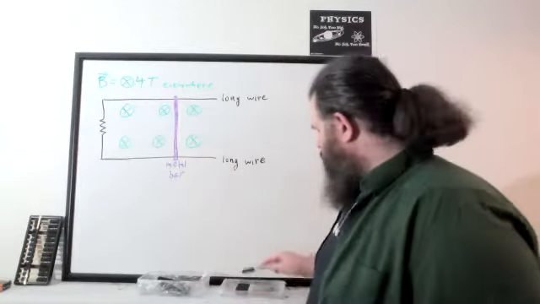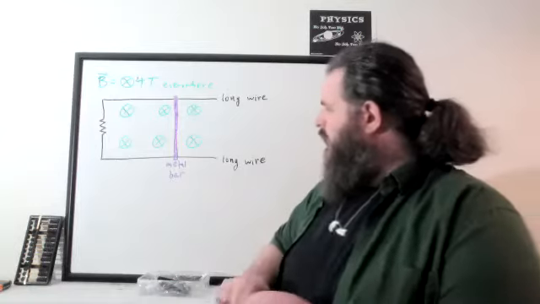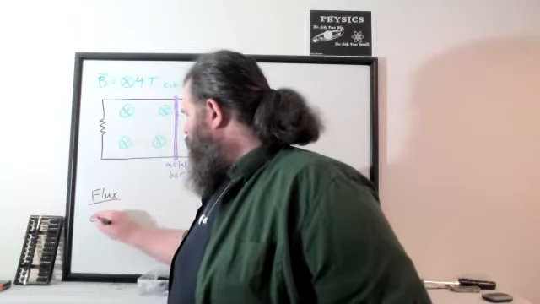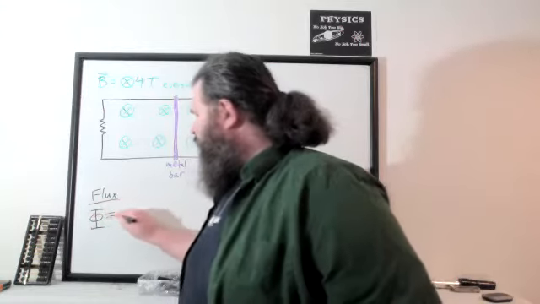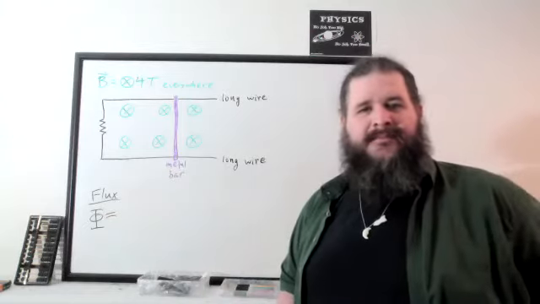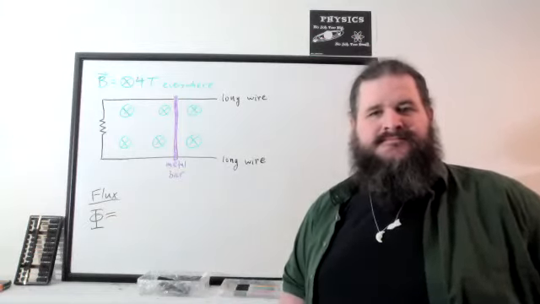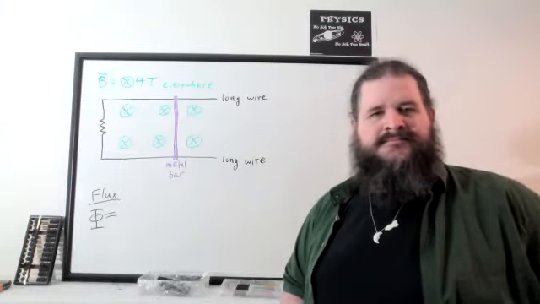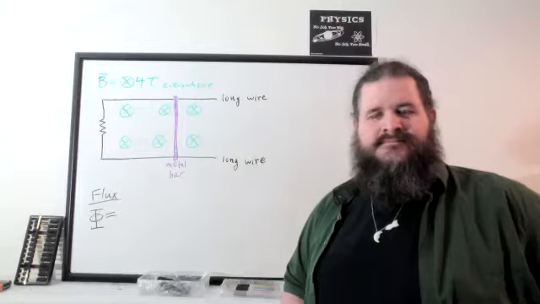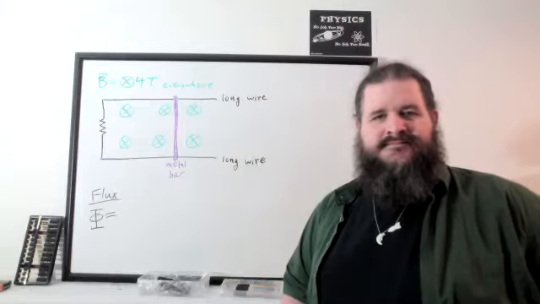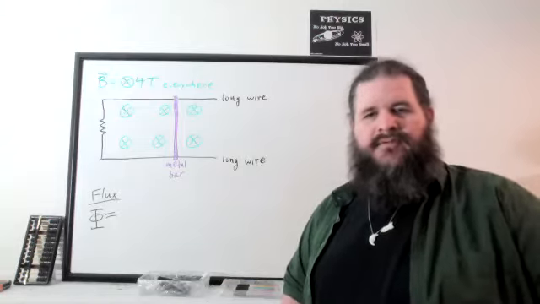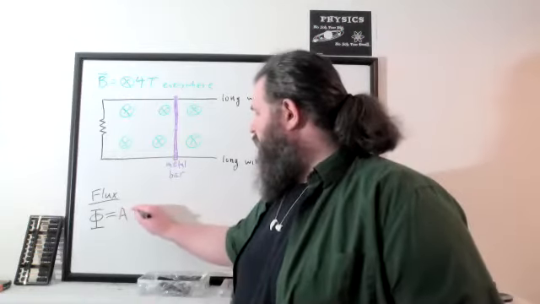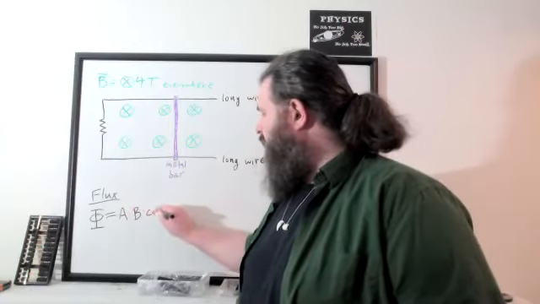And let me label some dimensions here as well, because if we're talking about flux, how do we define flux in this case? How would you calculate flux in a case like this? What formula would we use? Yeah, magnetic field times area times cosine of the angle. Area times magnetic field times cosine of the angle.